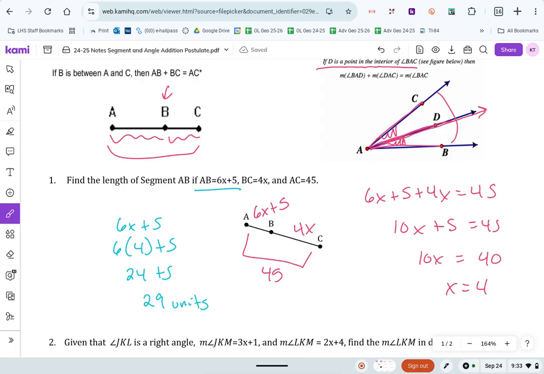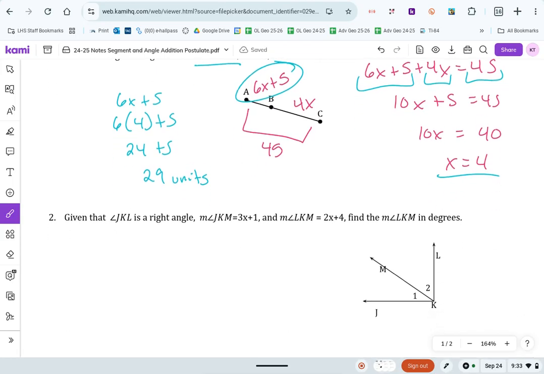All right, so let's talk about this one. The first thing I always do is label my picture. I think that's a good habit to get in for you too, especially when the problems get more complicated. We do part plus part equals whole. Solve for x. Did you guys get x equals 4? Yes, and then we plug back in. AB used to be 6 times x plus 5, but now we know what x is. So 6 times 4 plus 5 gives us 29 units.